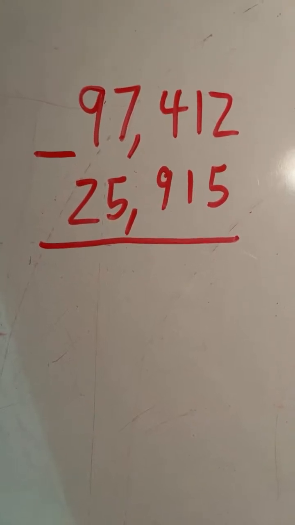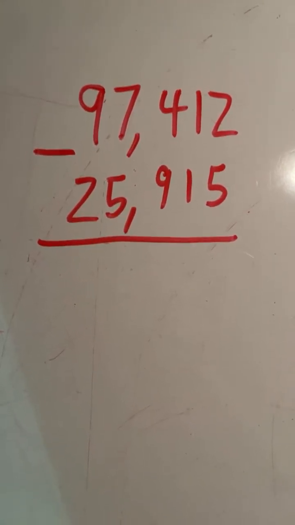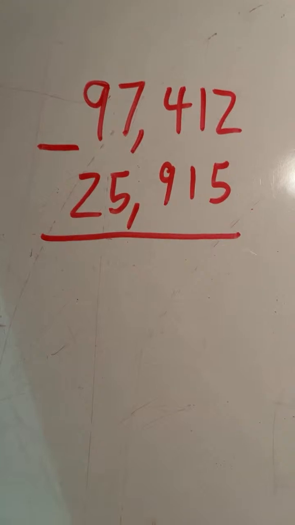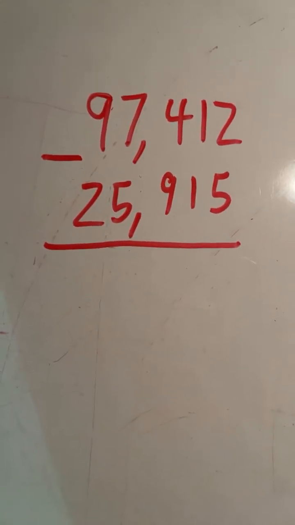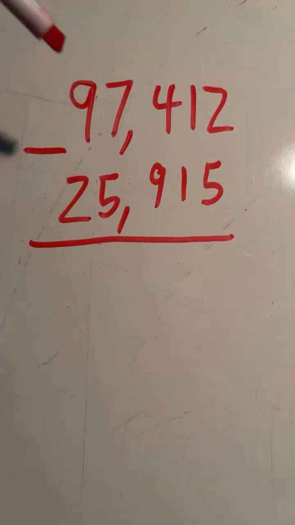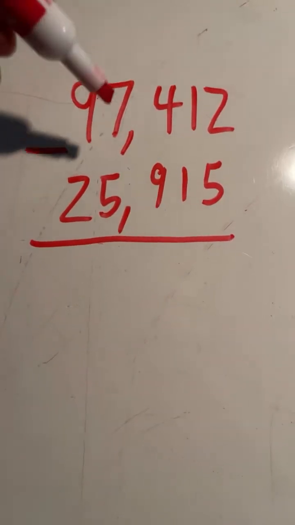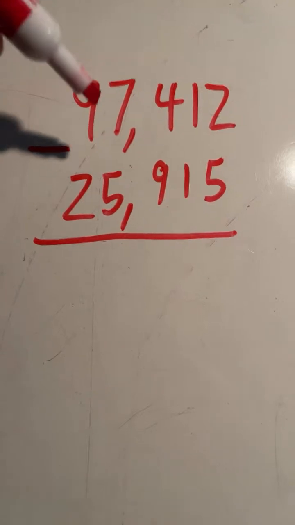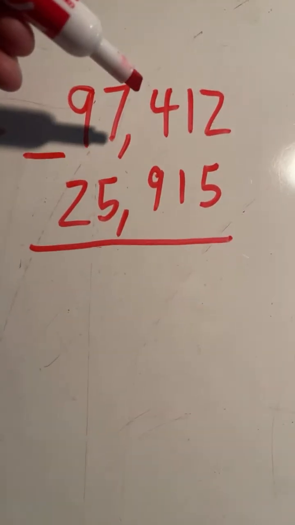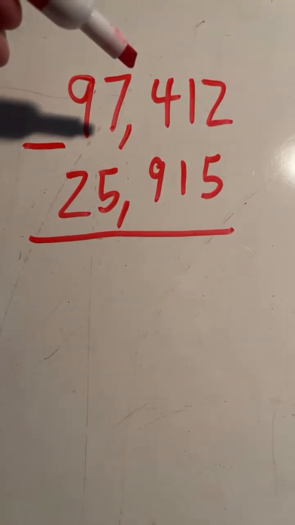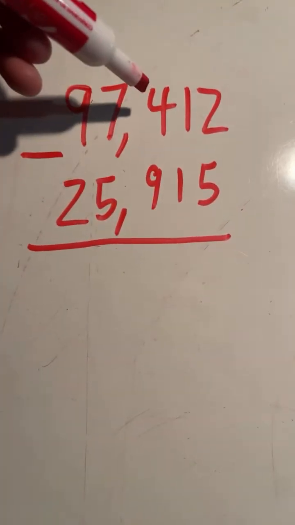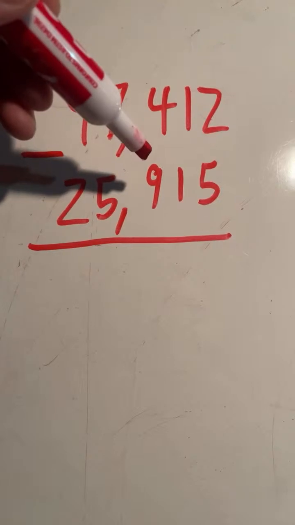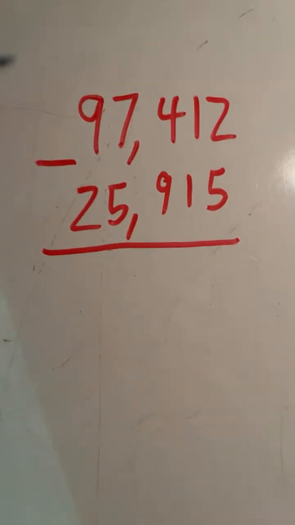All right, so before we do any subtracting, we have to see where regrouping is needed. And again, we regroup whenever there is a bottom digit that's bigger than the top digit. So in the 10,000s place and in the thousands place, the top digit's bigger, so we don't need to regroup there. In the hundreds place, we will need to regroup. You can't start out with 4 and take away 9. So we're going to need to regroup in the hundreds place.